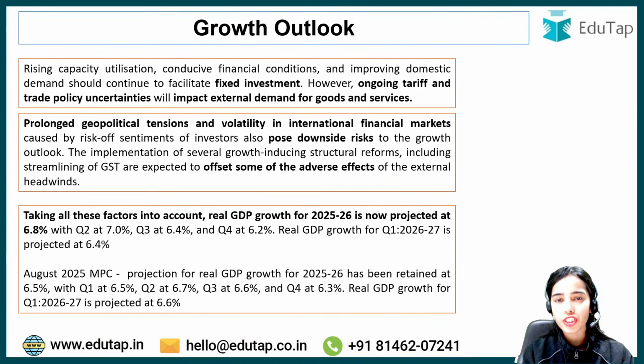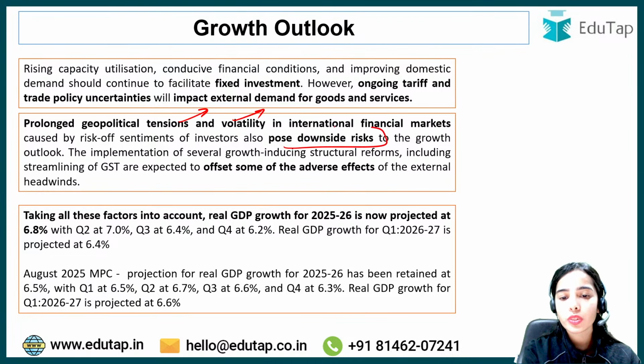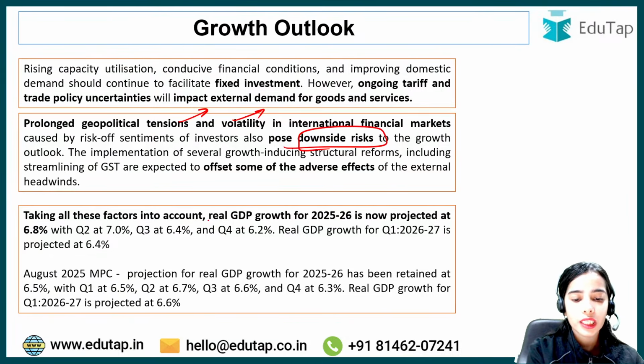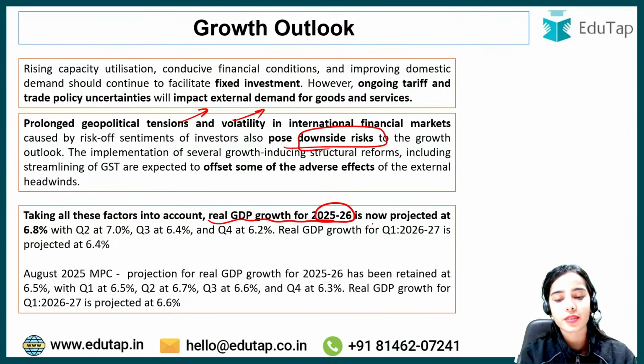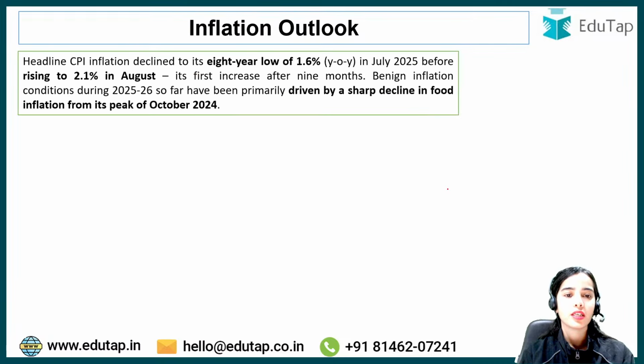So all of these conditions are there, the good domestic conditions are good, but because of the external volatility, there are downside risks coming, due to which the real GDP growth for 2025-26 is now projected at 6.8%, in comparison to 6.5% that was forecasted before.